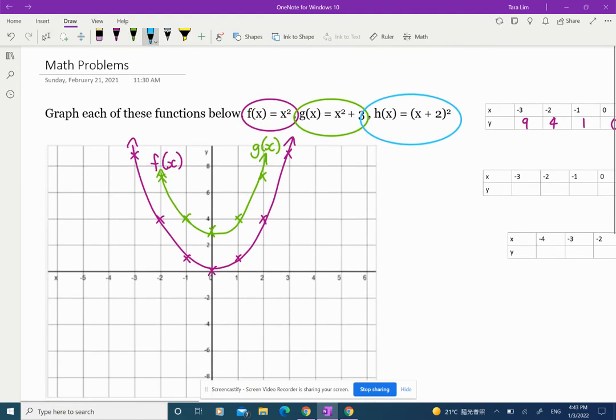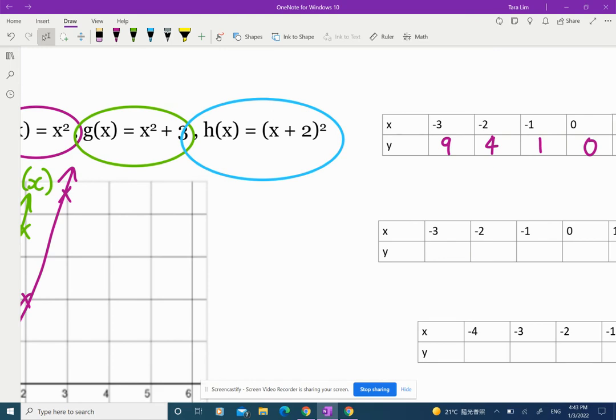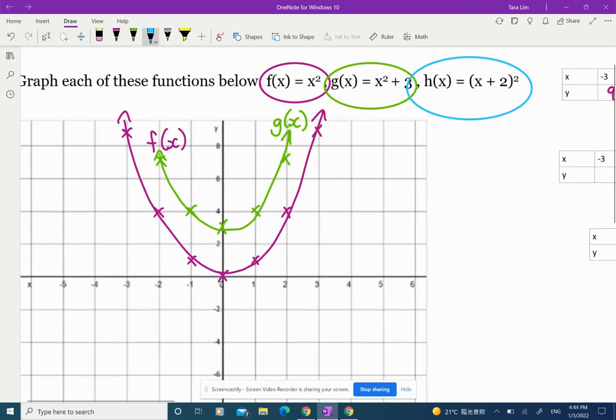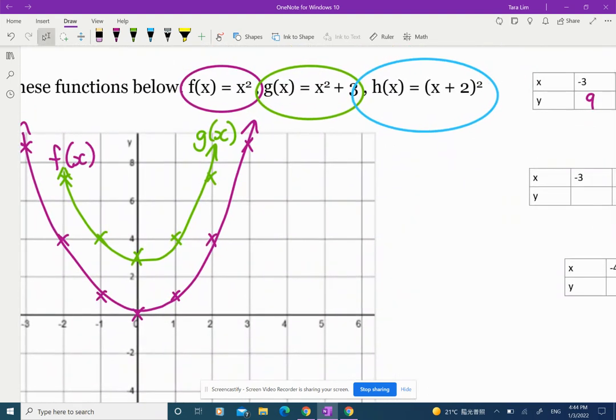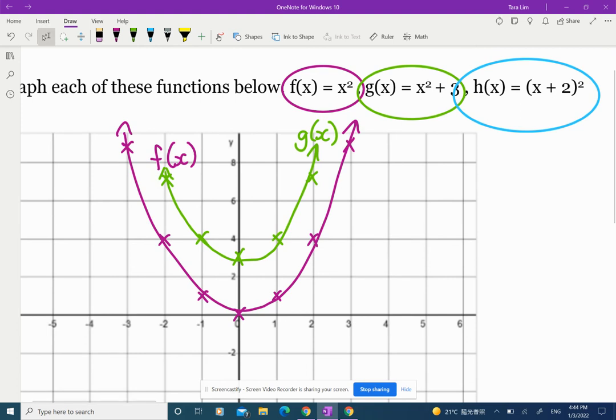Now we're moving on to the blue h of x. Now we have x plus 2, squared. Remember, this is something that you have to memorize. When it's plus 2, it's going either right or left. So when it's plus something, when it's positive, remember this is really confusing for many people, but don't go right. It's always going left. So whenever it is plus 2, it is translating 2 units to the left.